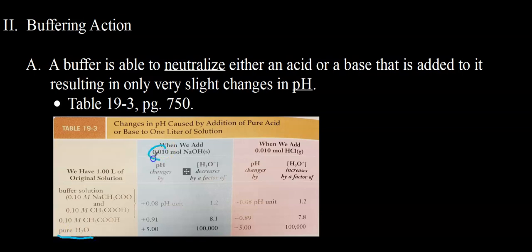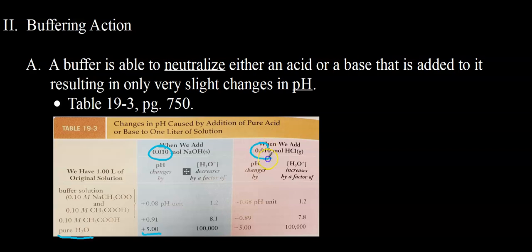So when you add 0.010 moles of NaOH to pure water, the pH goes up by 5. So it goes from 7 to 12. So this is a decrease in the H plus concentration of 10 to the 5th. Remember, pH is a logarithmic scale. So the hydrogen ion concentration goes down by a factor of 100,000.